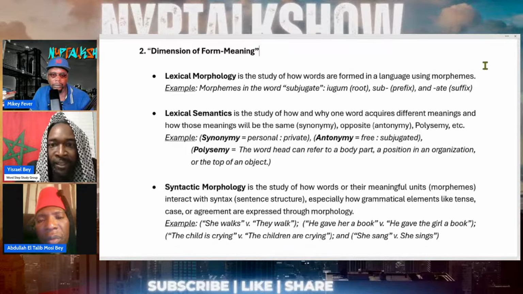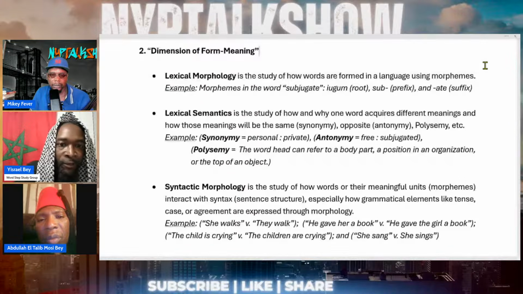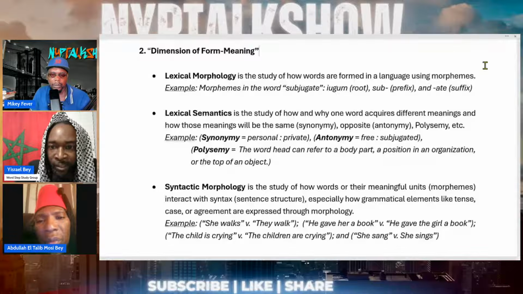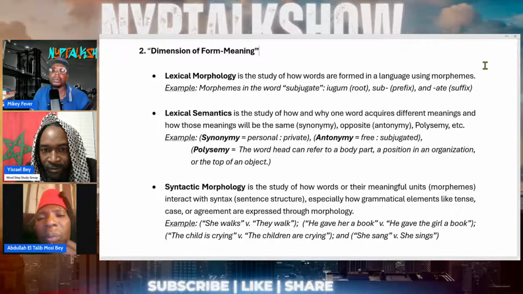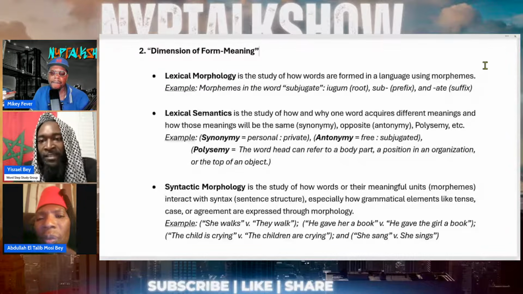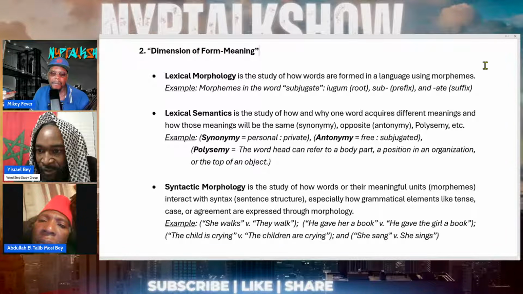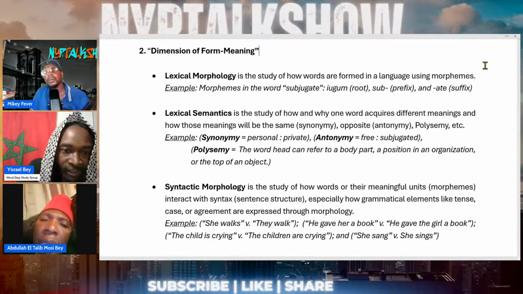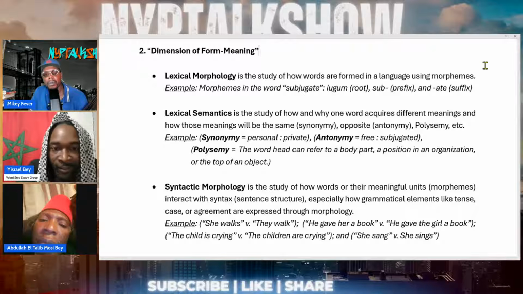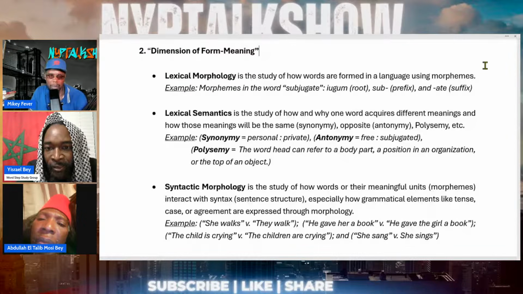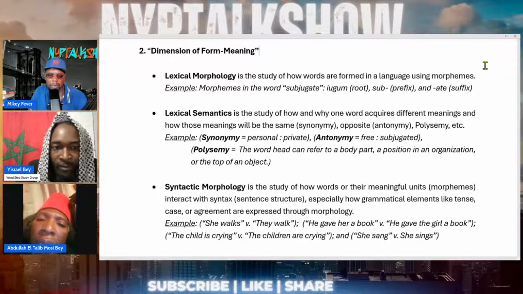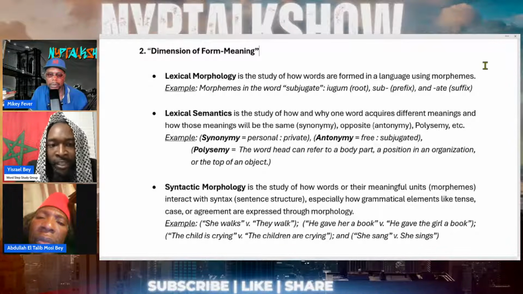Lexical semantics is the study of how and why one word acquires different meanings and how those meanings will be the same or opposite: synonymy, antonymy, polysemy, etc. Example, synonymy: personal, private, meaning the same. Antonymy, antonyms, the opposite: free and subjugated. Polysemy: the word head can refer to a body part, a position in an organization, or the top of an object.